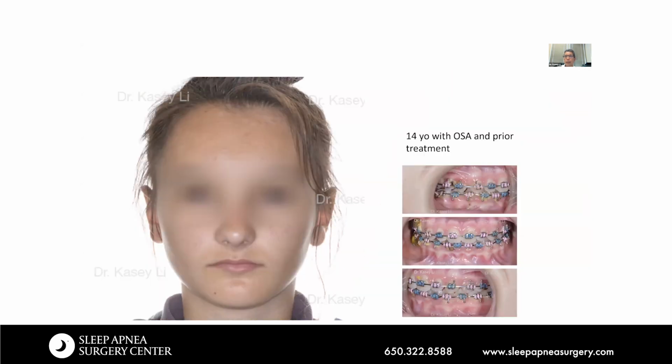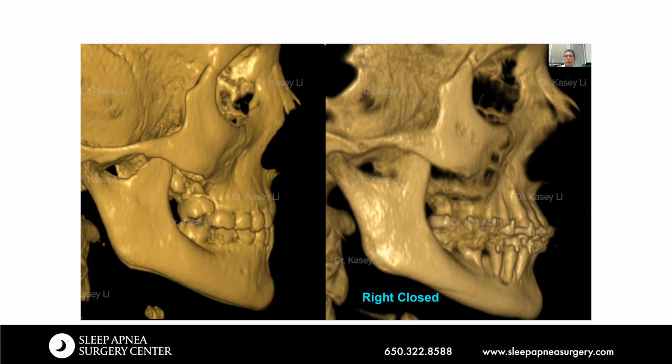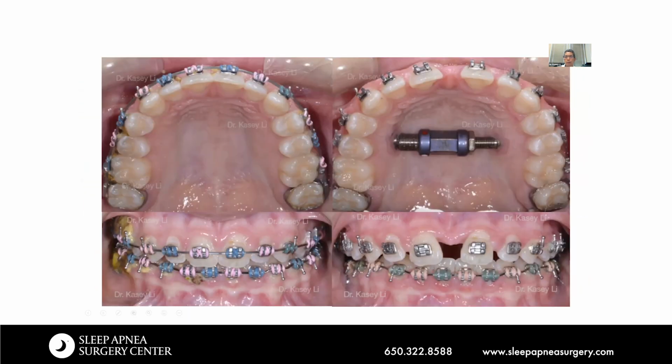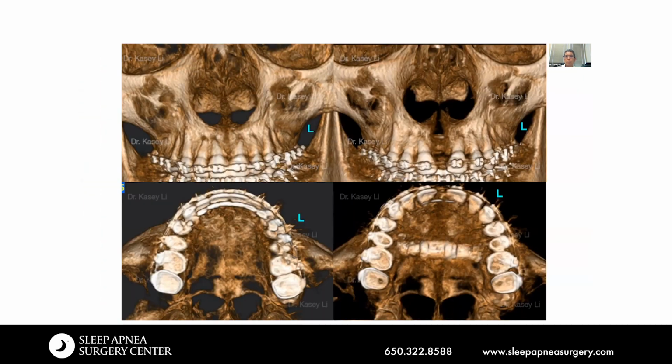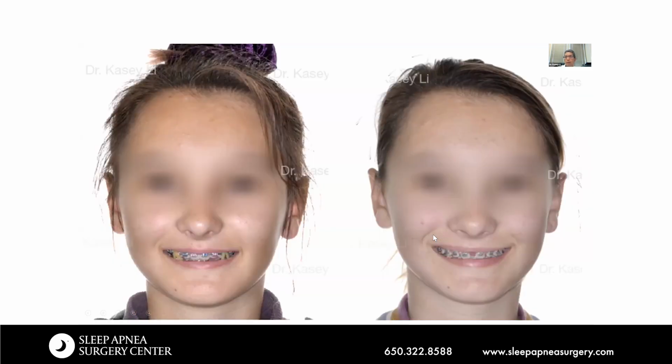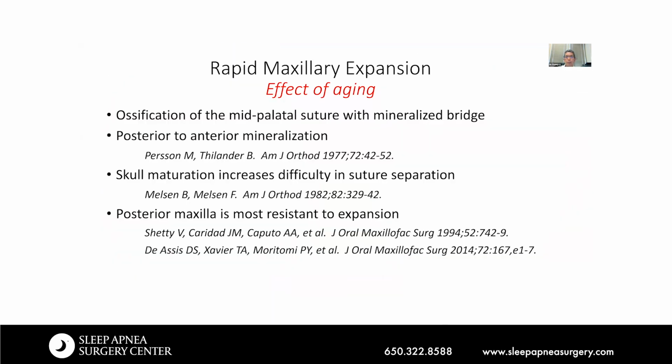Remember the 14-year-old that had the appliance made that pushed out all her teeth and thinned out all the bony support of her teeth? I expanded her significantly. There you can see how much you can expand someone's airway. Much improved, mom's happy.